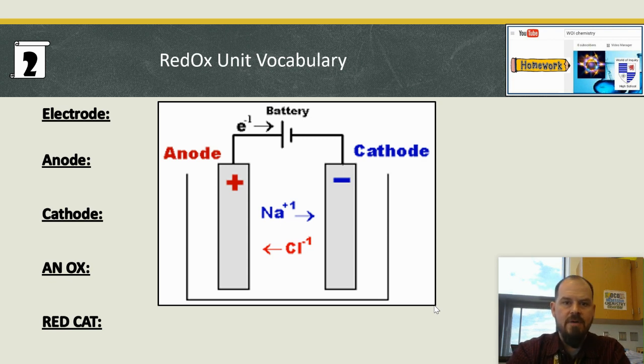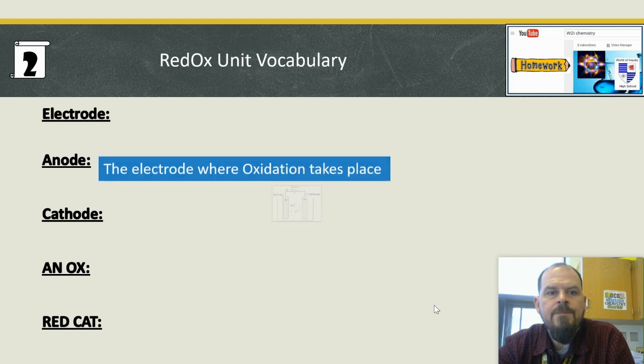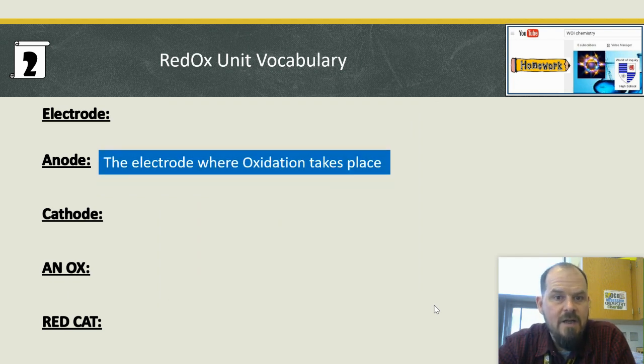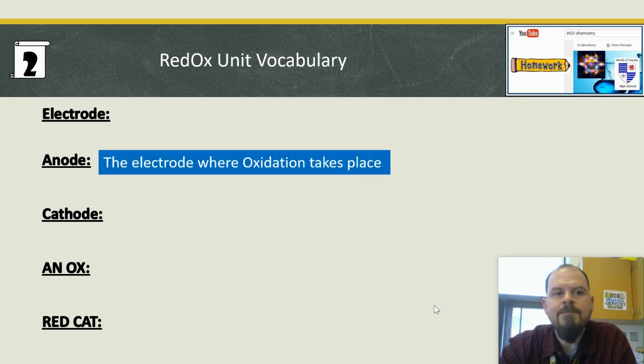So the anode, here's a picture. Notice it's positive. This is the electrode where oxidation takes place. Notice it's the positive one, which makes sense. Electrons are negative. Oh, so this is an electrolytic cell. That's why. That's what forces the negative electron to go to the negative cathode. You wouldn't normally do that.